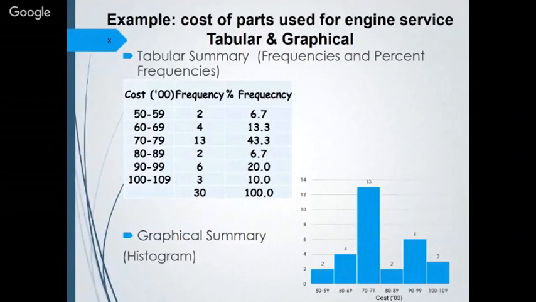So here I draw a histogram. In the x-axis we can see the class interval, and the y-axis is frequencies. So from the graph, at first look, we can see that 13 is the highest peak. So 13 represents 7,000 to 7,900. So we can conclude that 7,000 to 7,900 is what the maximum number of people paid for the service cost.